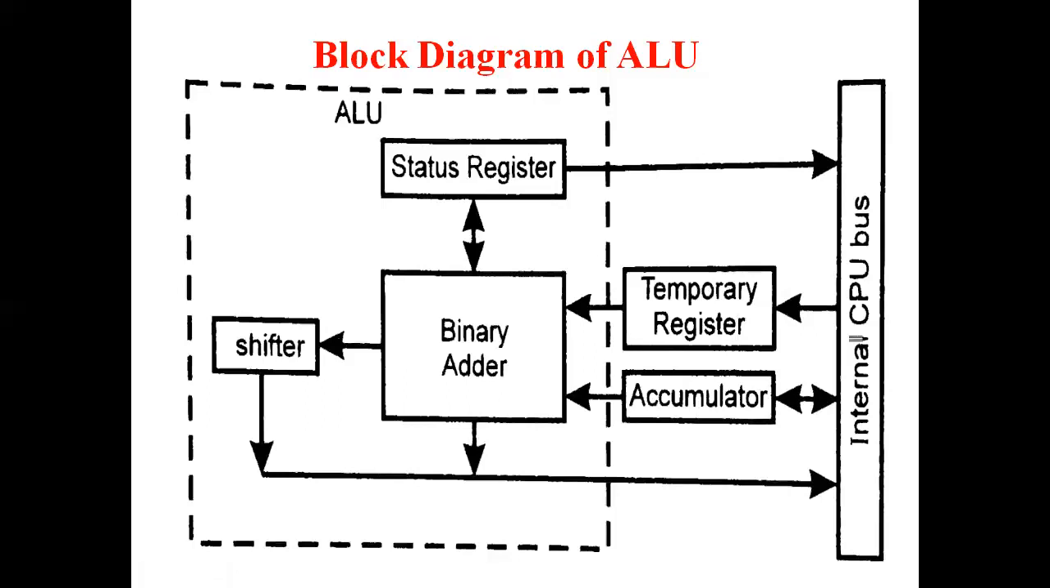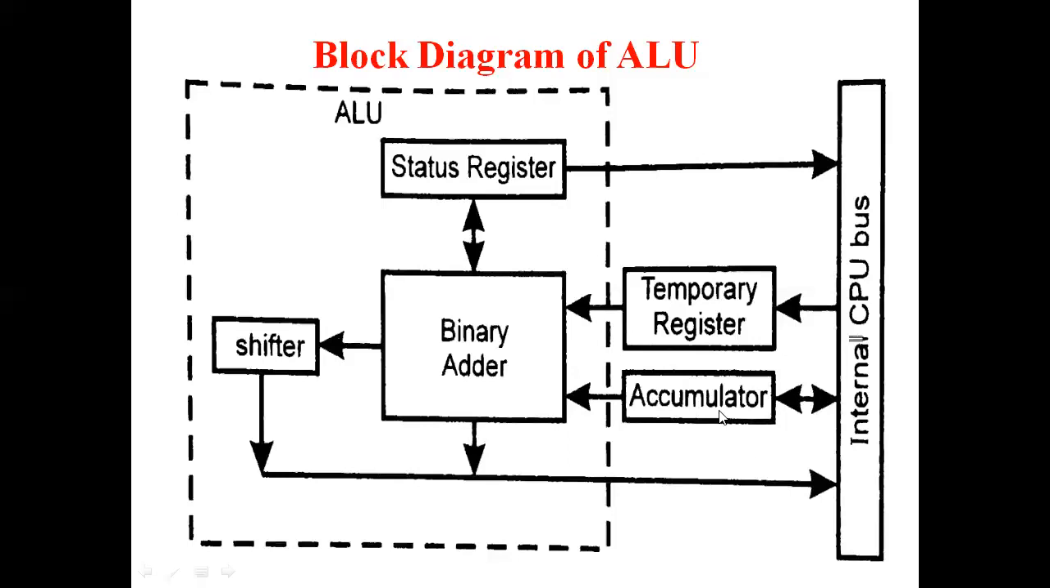There are two temporary registers, W and Z. They are used to hold 8-bit data during the execution of some instructions. These registers are not available to the programmer, so they will not be used by the programmer. They are used internally by the microprocessor, that is, the 8085 microprocessor.